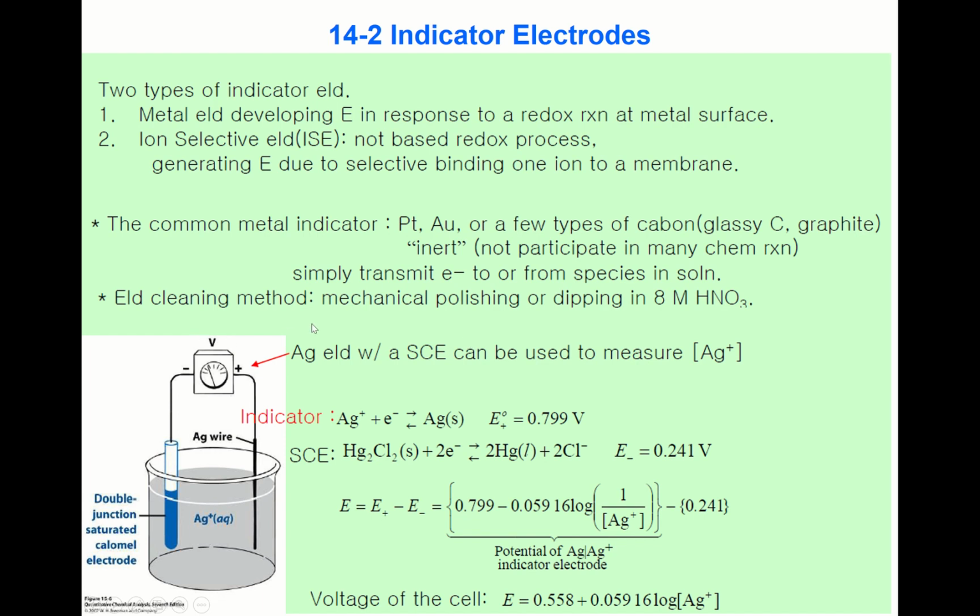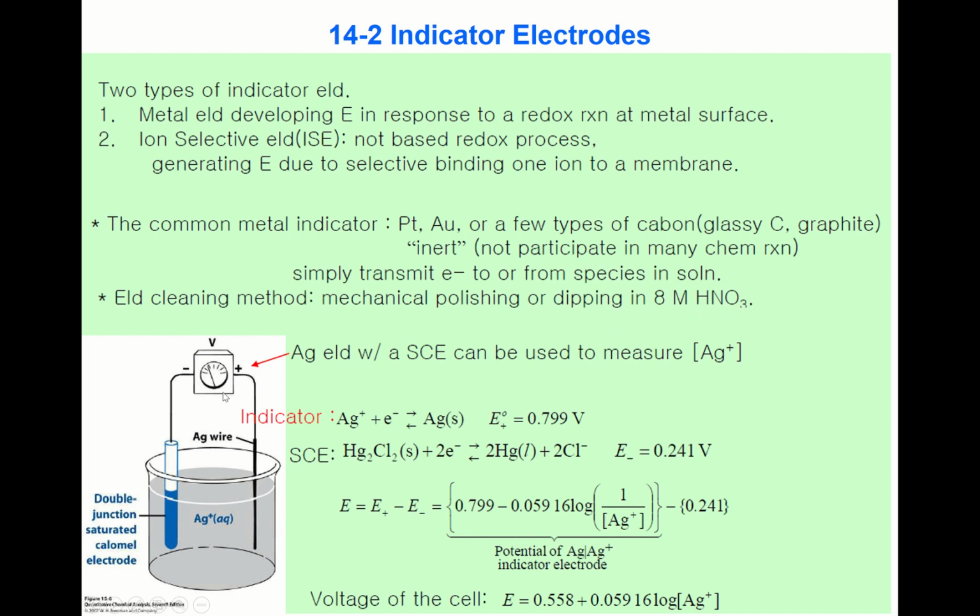So it is important to keep the surface of indicator electrodes as clean as possible. Electrode cleaning methods include mechanical polishing or dipping in high concentration nitric acid; there are several ways to clean an indicator electrode.